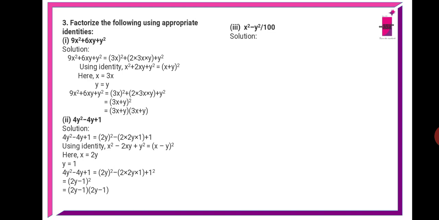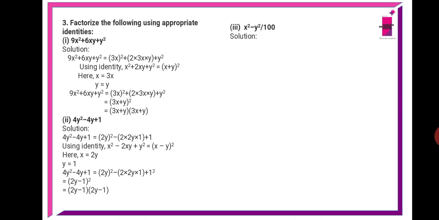Factorize the following using appropriate identities. You can see 9x square plus 6xy plus y square can be written as (3x) whole square plus 2 into 3x into y plus y square. It is like x square plus 2xy plus y square, which equals (x plus y) whole square. So here x represents 3x and y represents y. So 9x square plus 6xy plus y square can be written as (3x plus y) whole square, or as the factors (3x plus y) into (3x plus y).